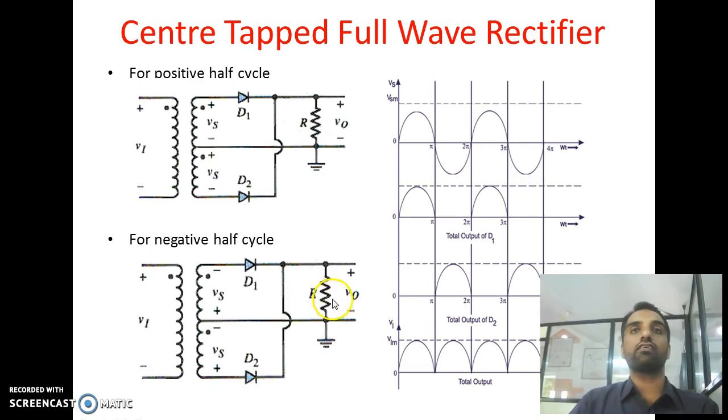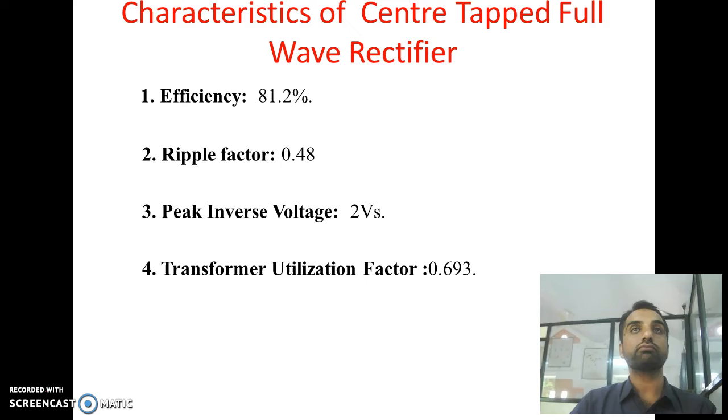So in both half cycles, current flows through the RL in only one direction, and that's why the nature of the output is the same as that of the voltage across the secondary half of the center tapped transformer. Since current flows through the RL in only one direction, the output is in the form of DC. But this DC is not pure. This is called pulsating DC, meaning some AC content is available at the output.